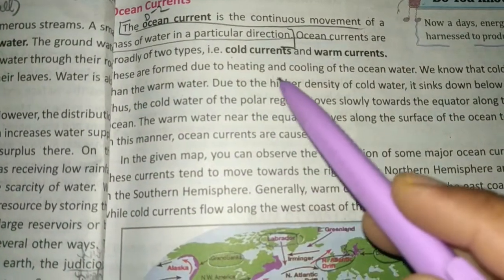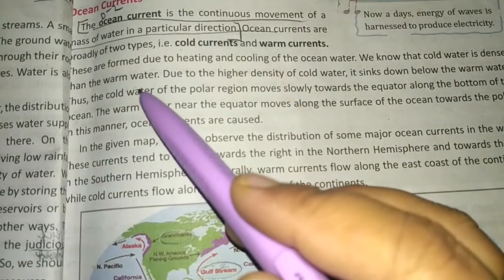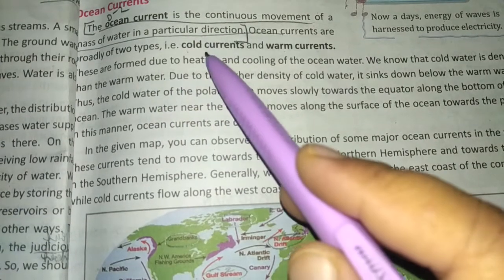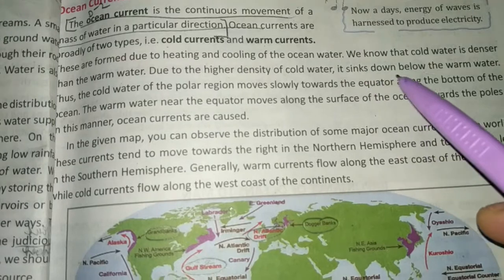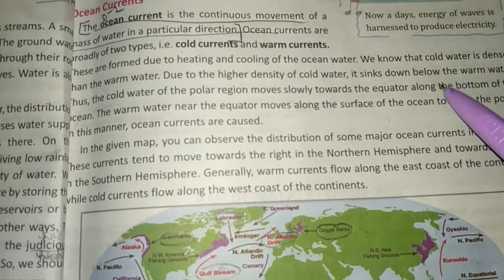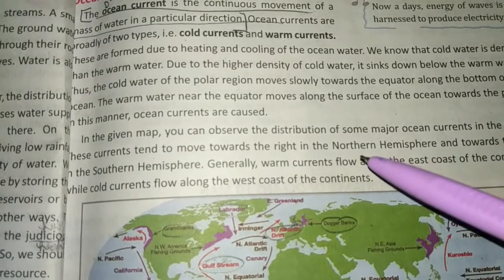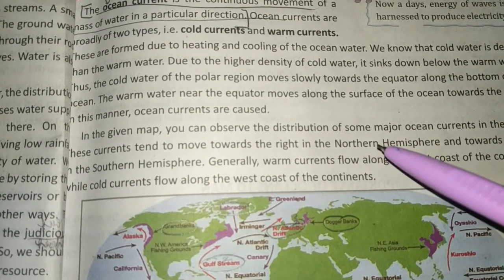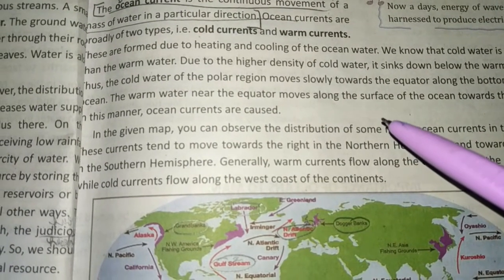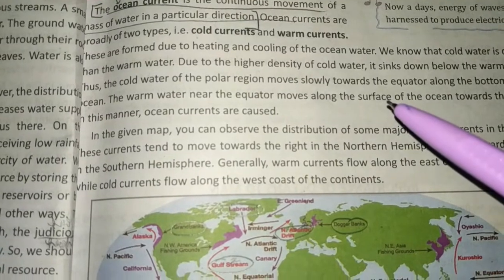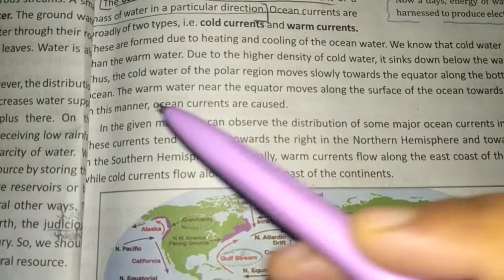These are formed due to the heating and cooling of ocean water. We know that cold water is denser than warm water because of its heaviness. Due to the higher density of cold water, it sinks below the warm water. Yes, whenever we have cold water, we always find it below the warm water. Just like when we are boiling water, it boils from the upper part as compared to the bottom.